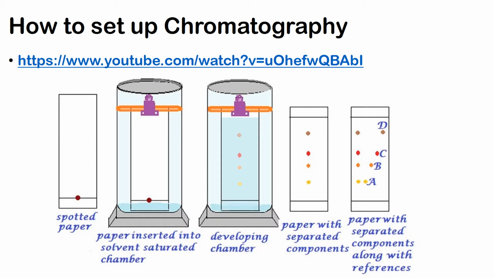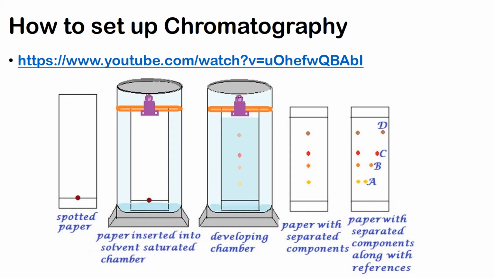So the next step is you're going to take your piece of paper with your spot on and put it into a beaker. Now in the bottom of that beaker you're going to have a very, very small amount of a solvent. Now what the solvent's going to do is move up the paper and pick up the sample that you've got and carry it up the paper. So you need to choose a solvent that the spot is actually soluble in. Okay, that's important.